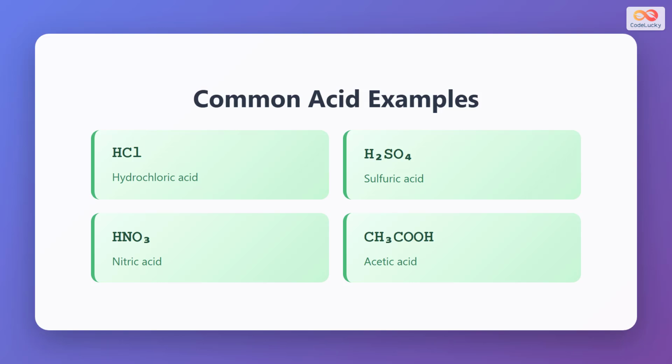Let's look at some common acids you'll encounter. Hydrochloric acid, HCl, is a strong acid found in your stomach. Sulfuric acid, H₂SO₄, is widely used in industry. Nitric acid, HNO₃, is another strong acid. And acetic acid, CH₃COOH, is the acid that gives vinegar its sour taste. All of these compounds can donate protons.